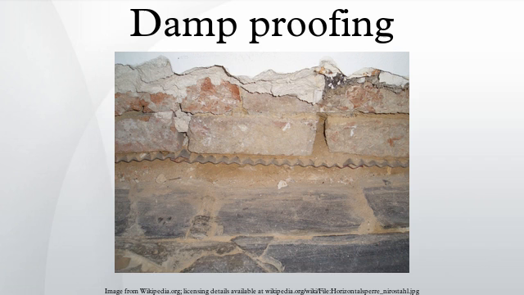Damp proofing in construction is a type of moisture control applied to building walls and floors to prevent moisture from passing into the interior spaces. Damp problems are one of the most frequent problems encountered in homes.